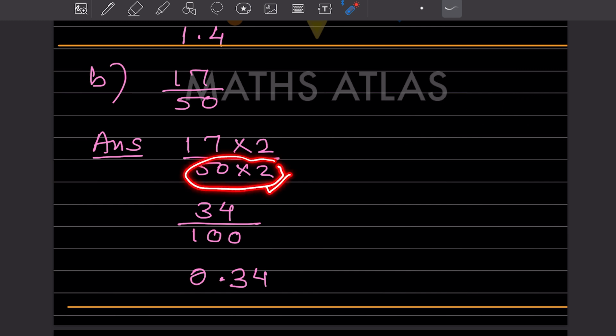So this is multiplied by 2, so this also should be multiplied by 2. Whatever changes you do in the denominator, the same changes in the numerator. So 17 2s are 34 by 100. And this will be 2 zeros, so 34, 2 zeros, so that will be 0.34.